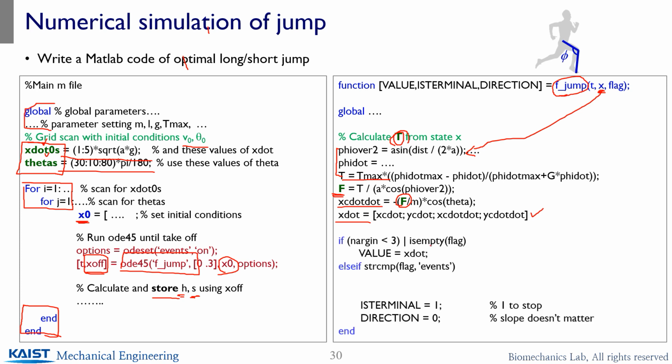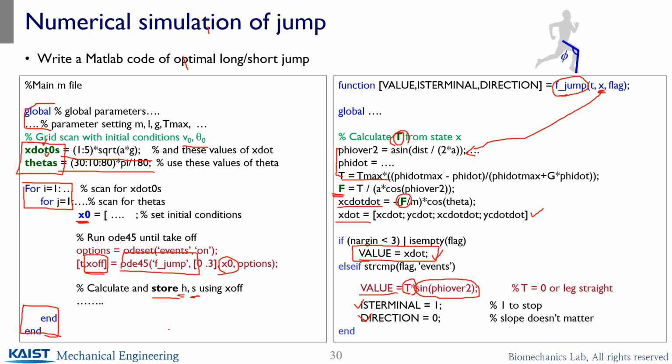Without any event occurring, you just keep integrating. Your function returns the acceleration vector, and whenever an event occurs, meaning takeoff occurs, either the torque becomes 0 or the leg has been fully straightened, then you stop integration. So isterminal is going to be 1. Direction doesn't matter, so it is 0. Your value is going to be 0 when either torque equals 0 or the leg has been straightened up, so I just multiply by t and sine phi over 2 as the value.